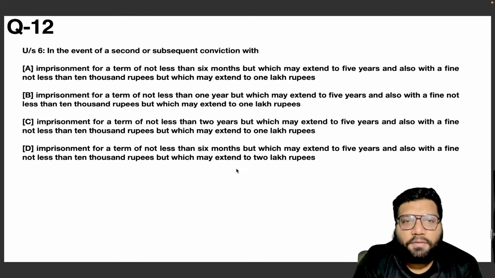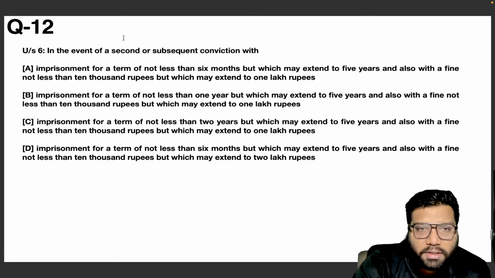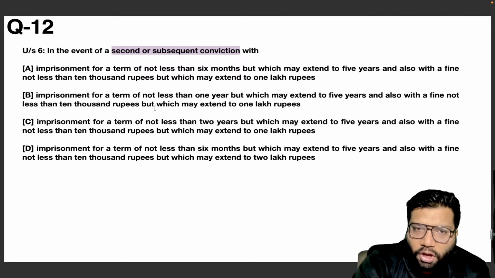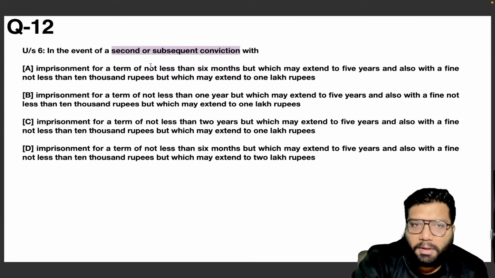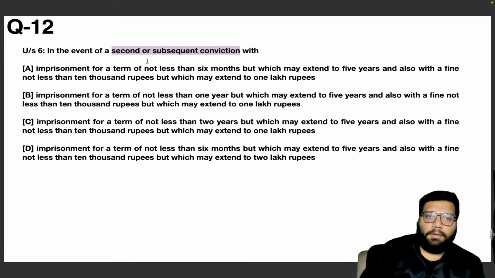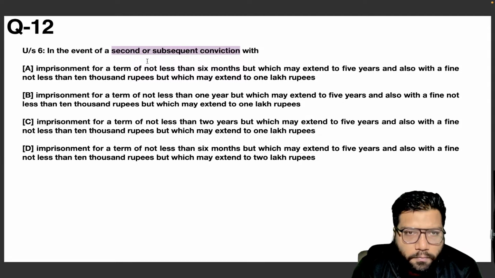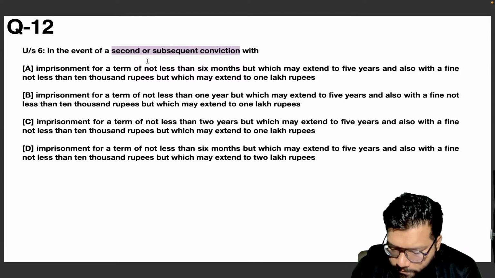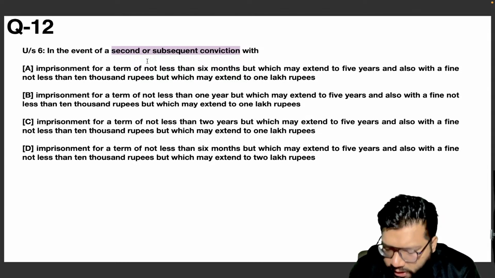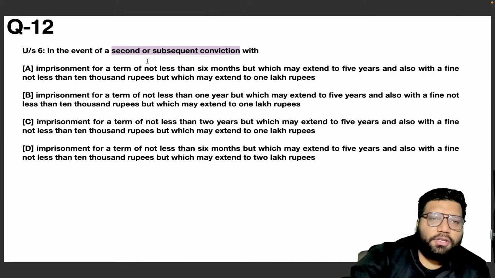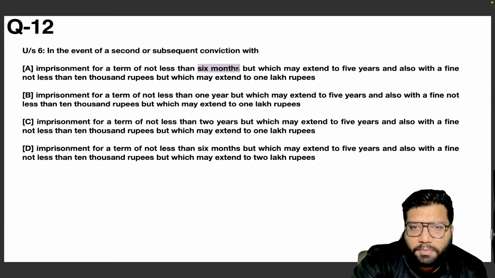Under section 6, in the event of second or subsequent conviction. See, now you can see in the case of second or subsequent conviction, whatever the option may be, whatever the punishment may be, that is going to be the same. But the difference is going to be for first and second. Aprajita, Pratyush, and Vandana, correct answer, that is of A, which is basically not less than 6 months but which may extend to 5 years, and also with a fine of not less than 10,000 rupees but which may extend to 1 lakh rupees. Okay.